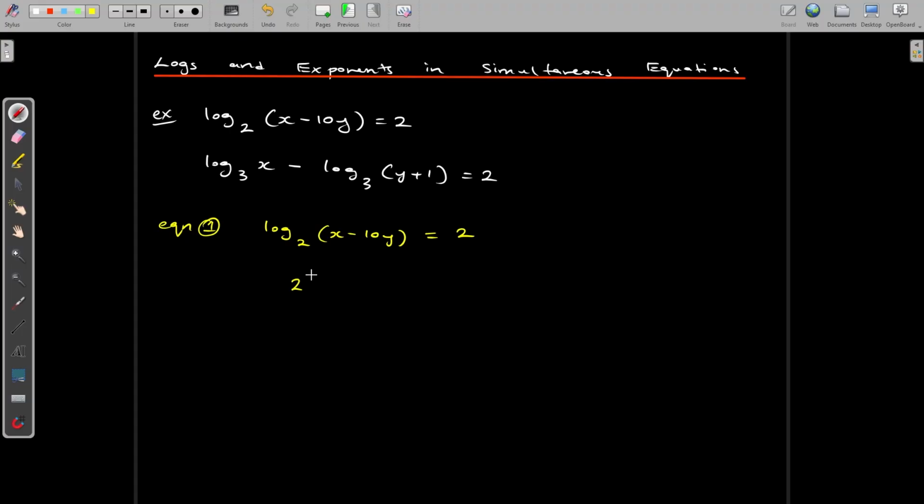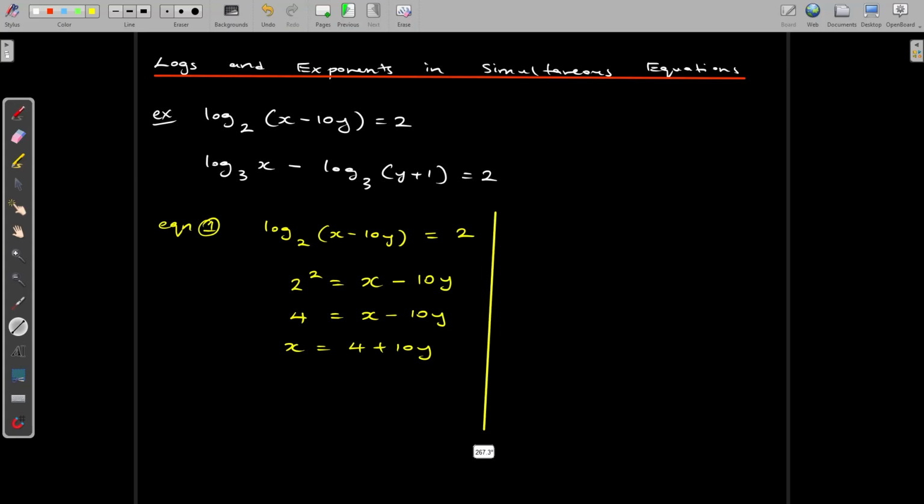So we can rewrite this as 2 squared is equal to x minus 10y. So 4 is equal to x minus 10y. So this could be one equation. We could transpose and say x is equal to 4 plus 10y. So that could be one equation. Let's see how we can restructure the second equation.